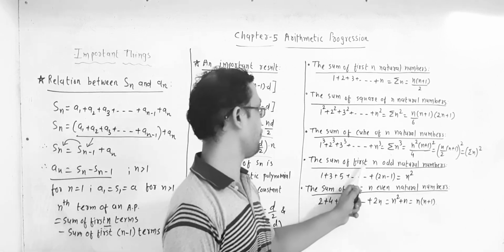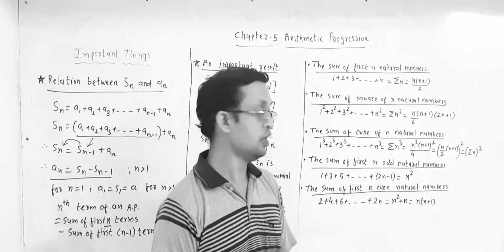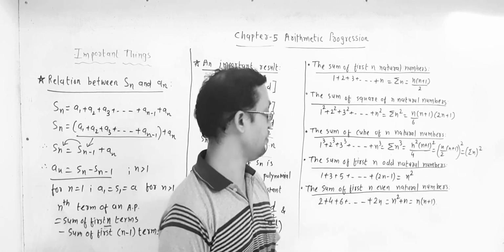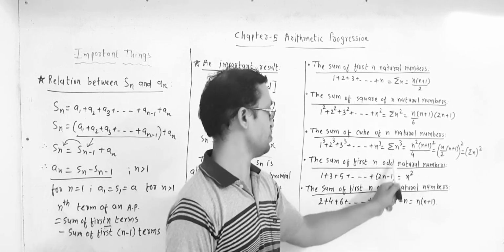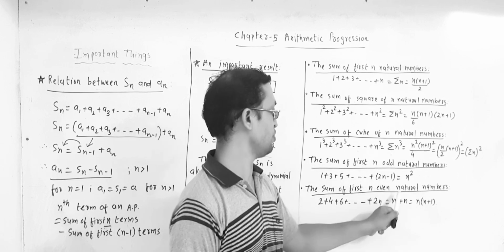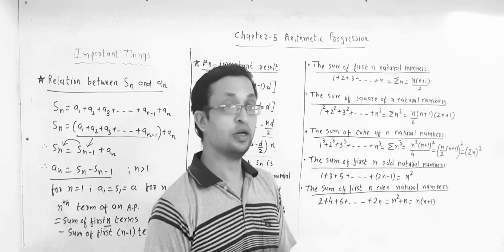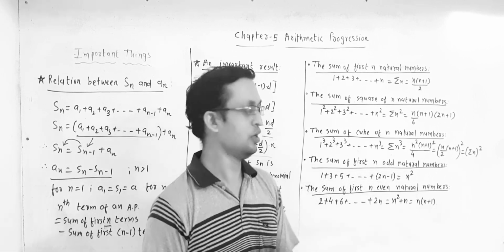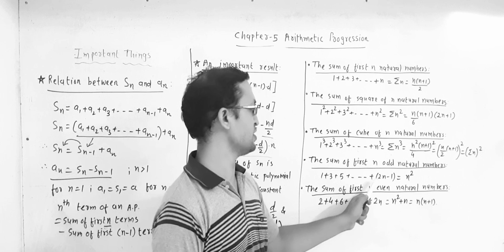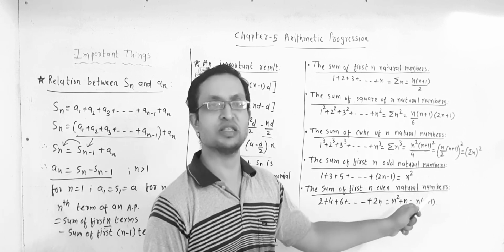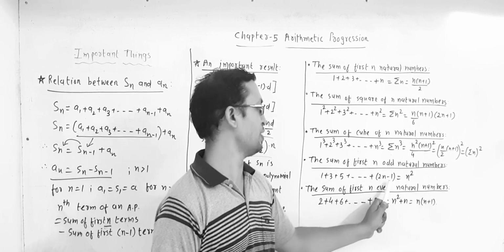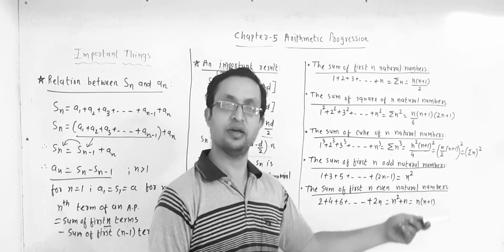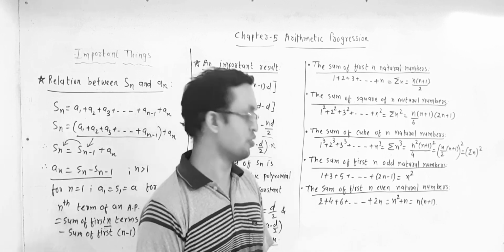Similarly, the sum of the first n odd natural numbers, 1 plus 3 plus 5 up to 2n minus 1 terms, that is sigma 2n minus 1, is equal to n square. So first we find the sum of the first 10 odd natural numbers, 1 plus 3 plus 5 plus 7 plus 9 plus 11 plus 13 plus 15 plus 17 plus 19. That is 10 odd numbers, so it is equal to 10 square, which is 100.